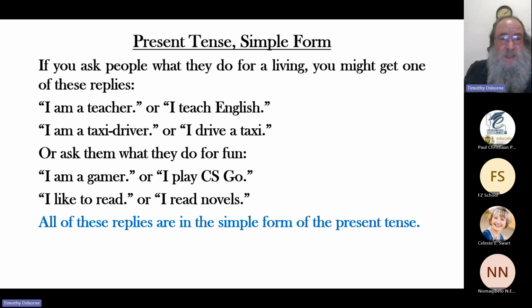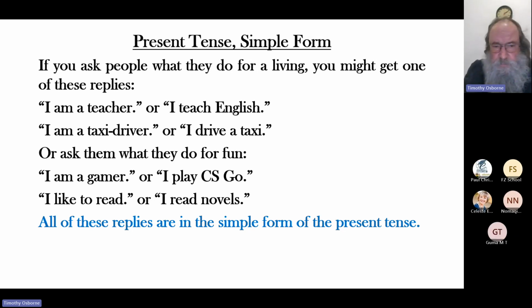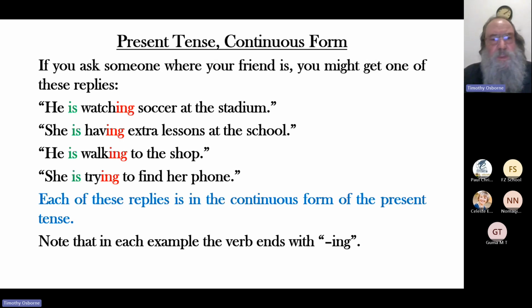And then you have, I like to read, or I read novels. Now, all of these things, as you can see from the bottom, they're all in the simple form of the present tense. They are some good examples for you. Let's move on. And here we have the present tense in its continuous form. And now you'll see the difference.